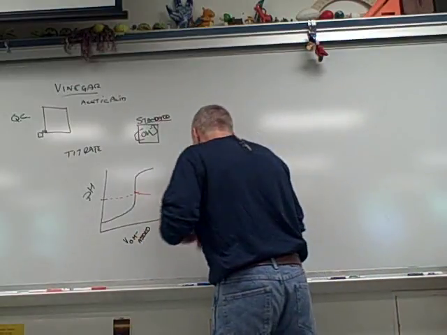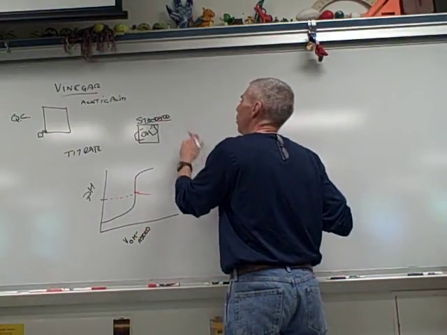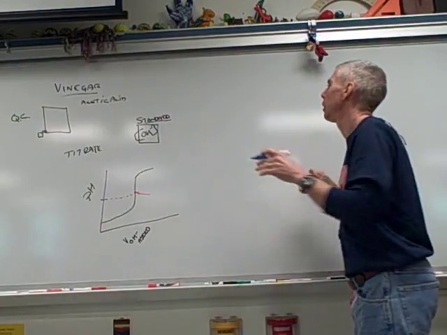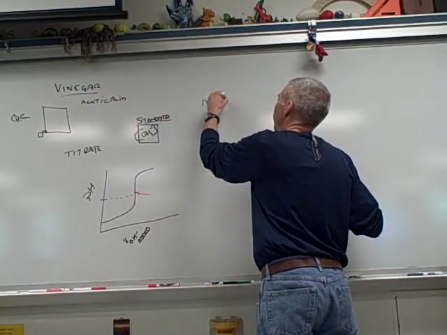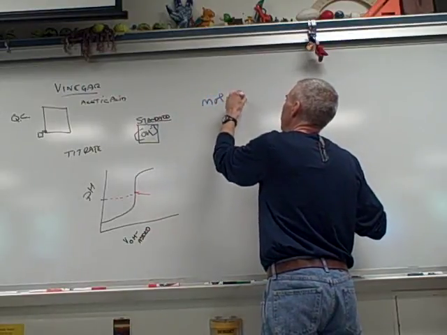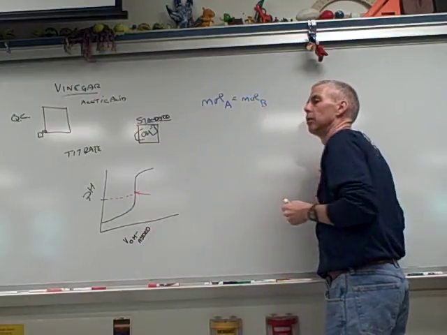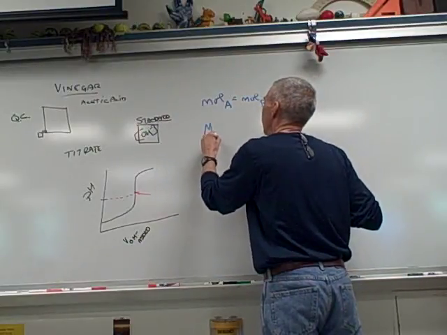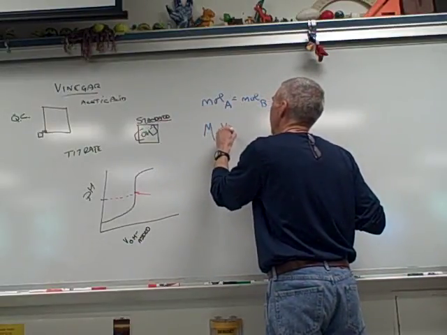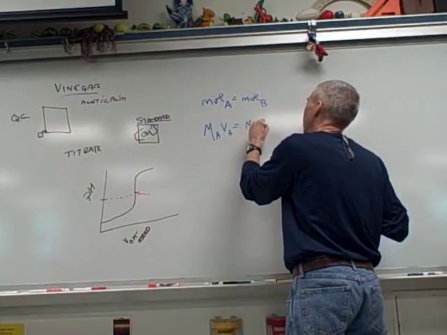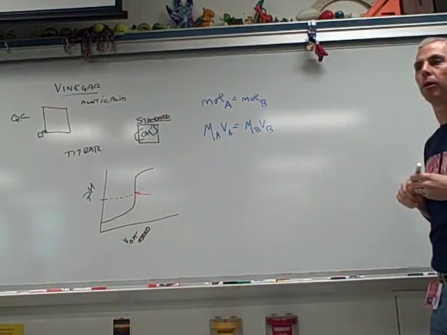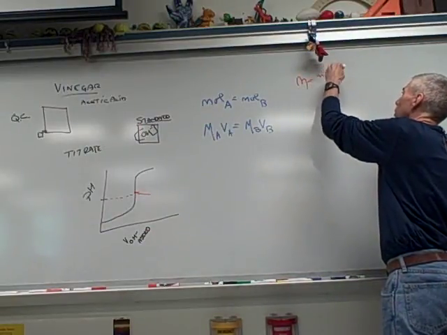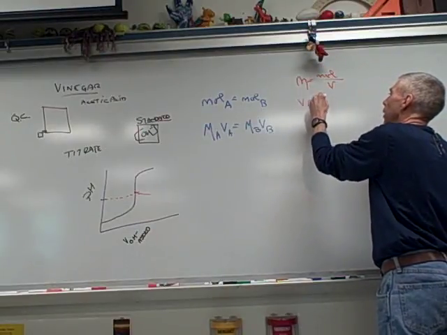Now, let me not confuse the issue. Okay, so we know that the moles of acid, vinegar, are equal to the moles of the base. You agree with that? Okay. Therefore, the molarity of the acid times the volume of the acid equals the molarity of the base times the volume of the base. Is everybody okay with that? No magic there. That's just derived from the idea that molarity equals moles per volume. Therefore, volume times molarity equals moles.